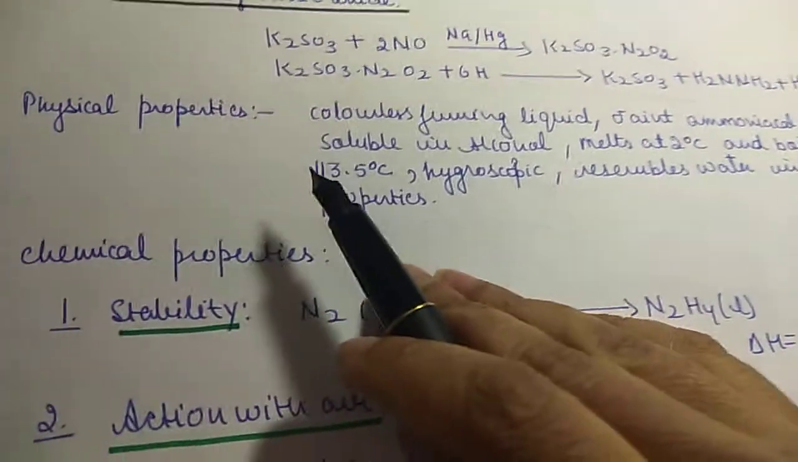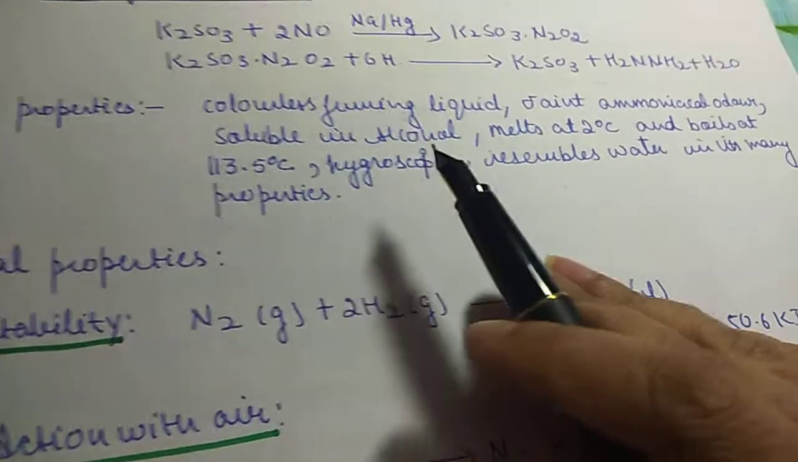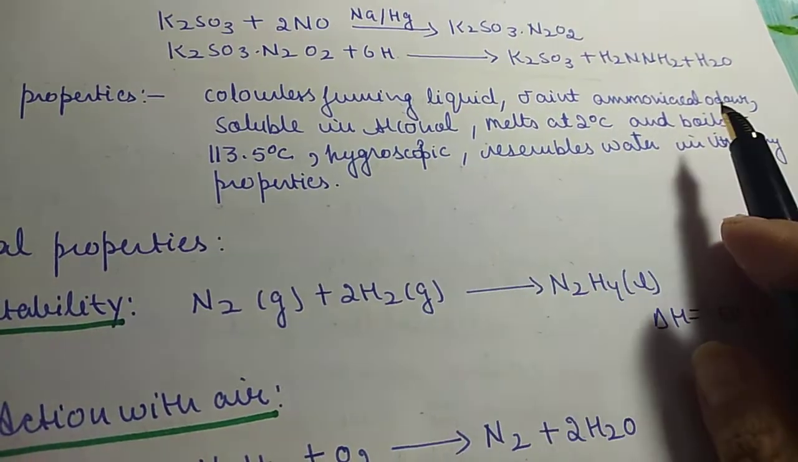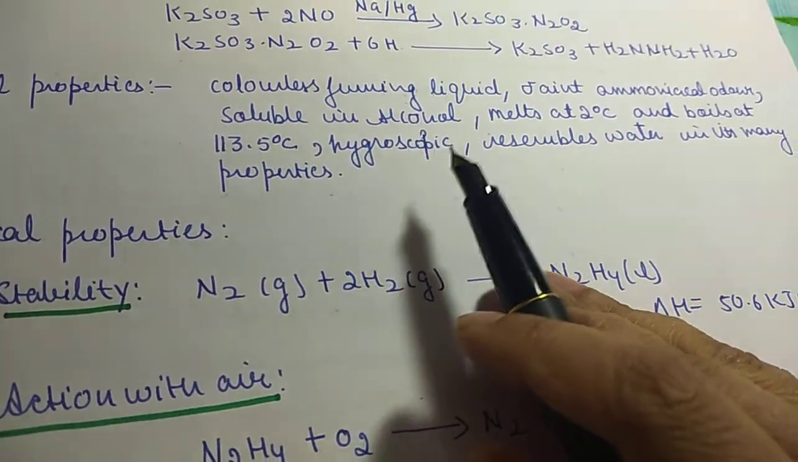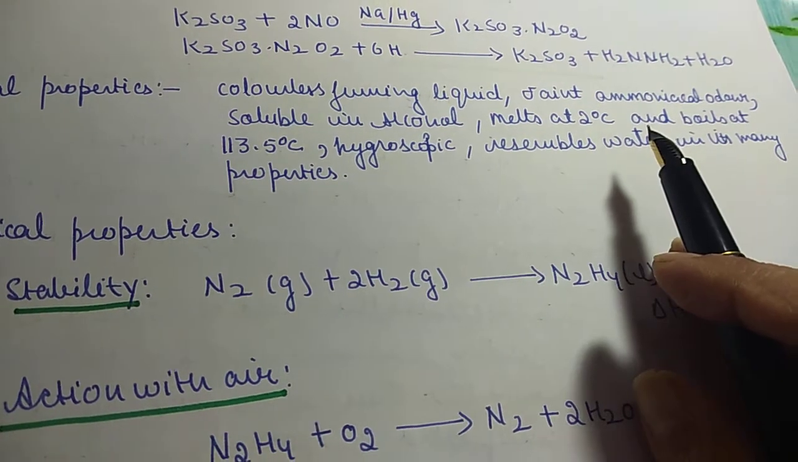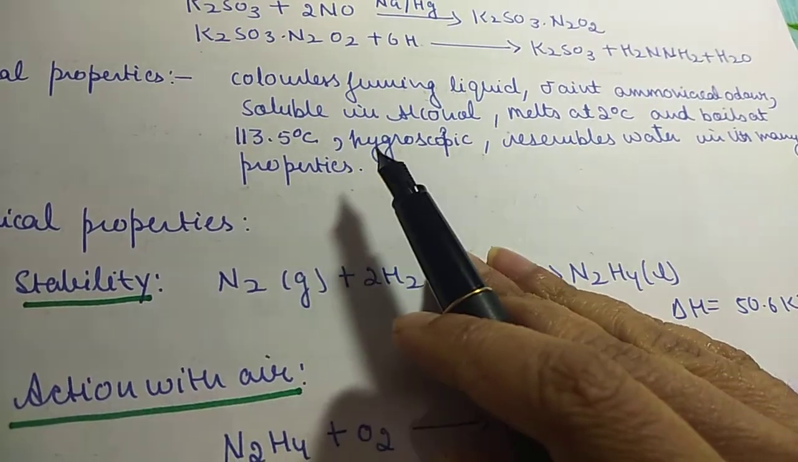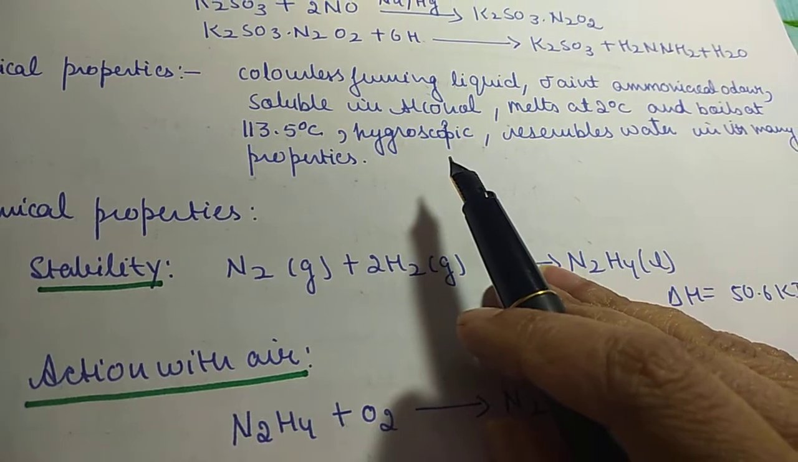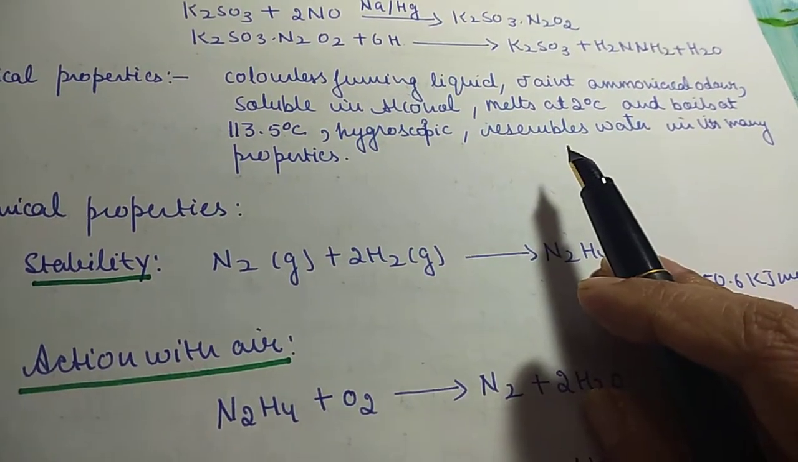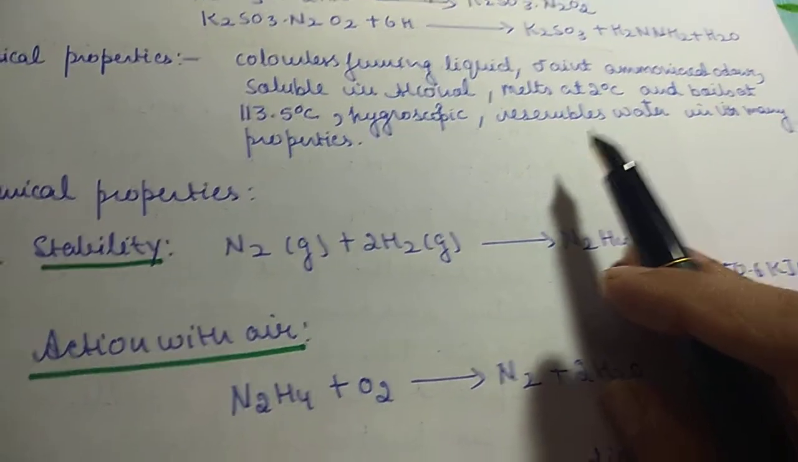Now what are the physical properties of hydrazine? It is a colorless, fuming liquid with a faint ammoniacal odor. It is soluble in alcohol. It melts at 2 degrees Celsius and boils at 113.5 degrees Celsius. It is hygroscopic and resembles water in many properties.